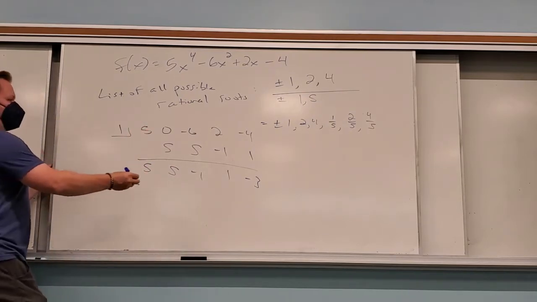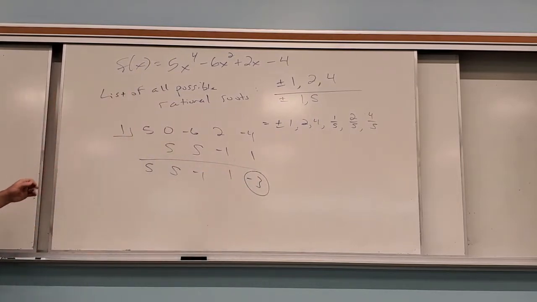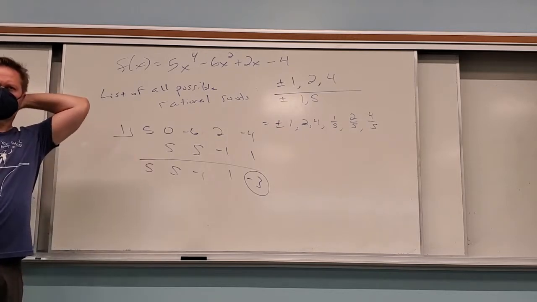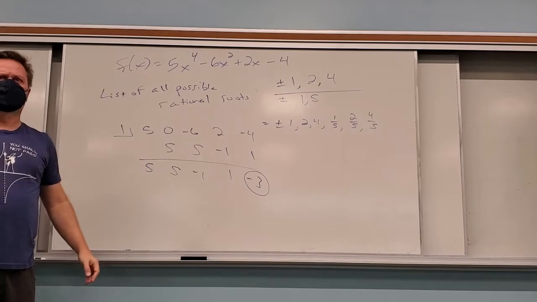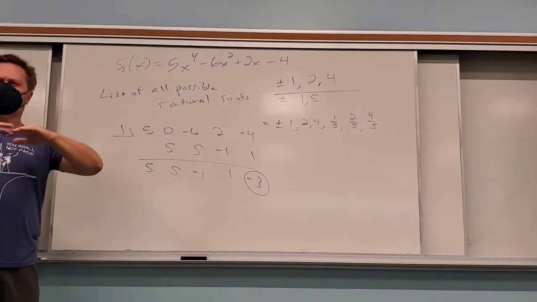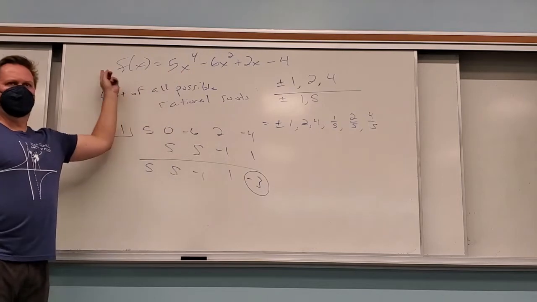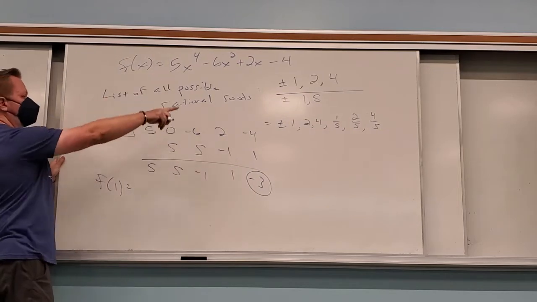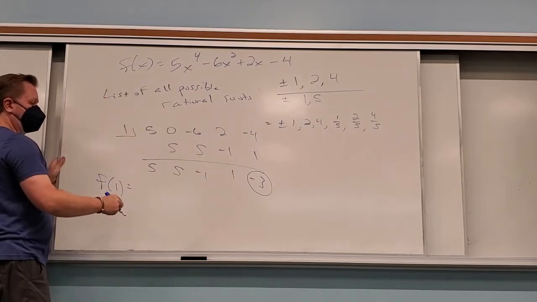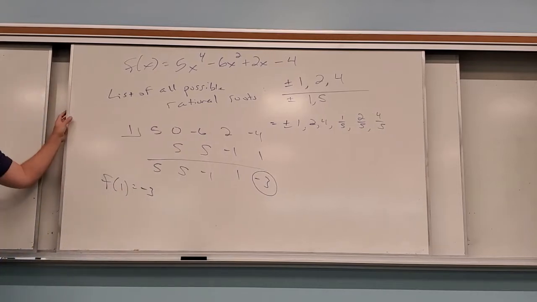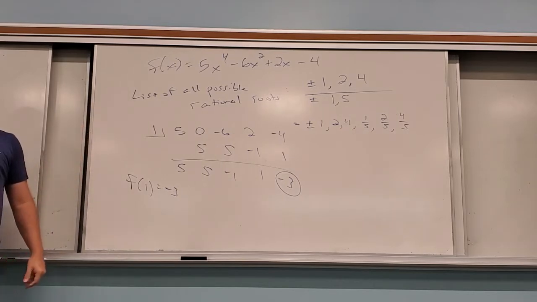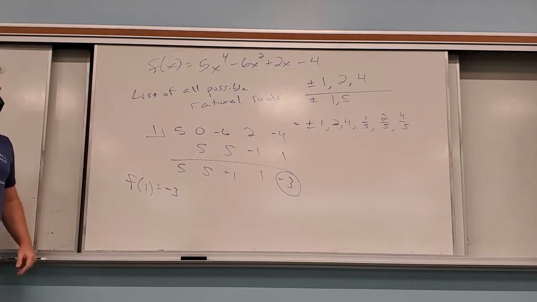Can somebody tell me, what does this tell me? What does that negative 3 tell me? Did it go in evenly? No. Okay, it tells me that directly. What else did we learn yesterday that tells me about this? What is f of 1? Negative 3. Yeah. Remember we learned the remainder theorem, and we saw why that made sense. All these things we do, you need to remember them. I'm going to test you on those.